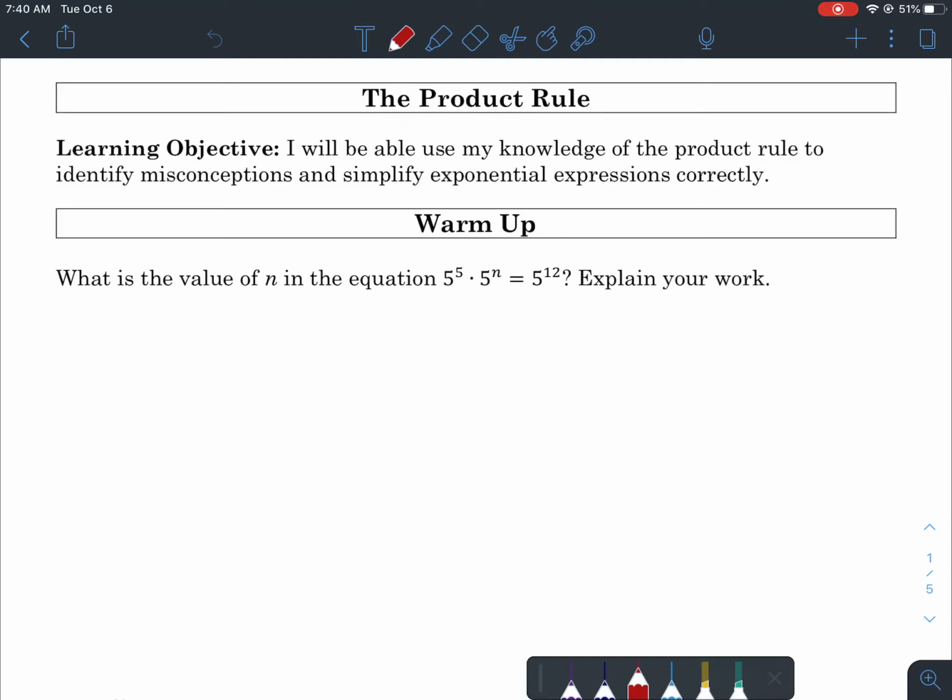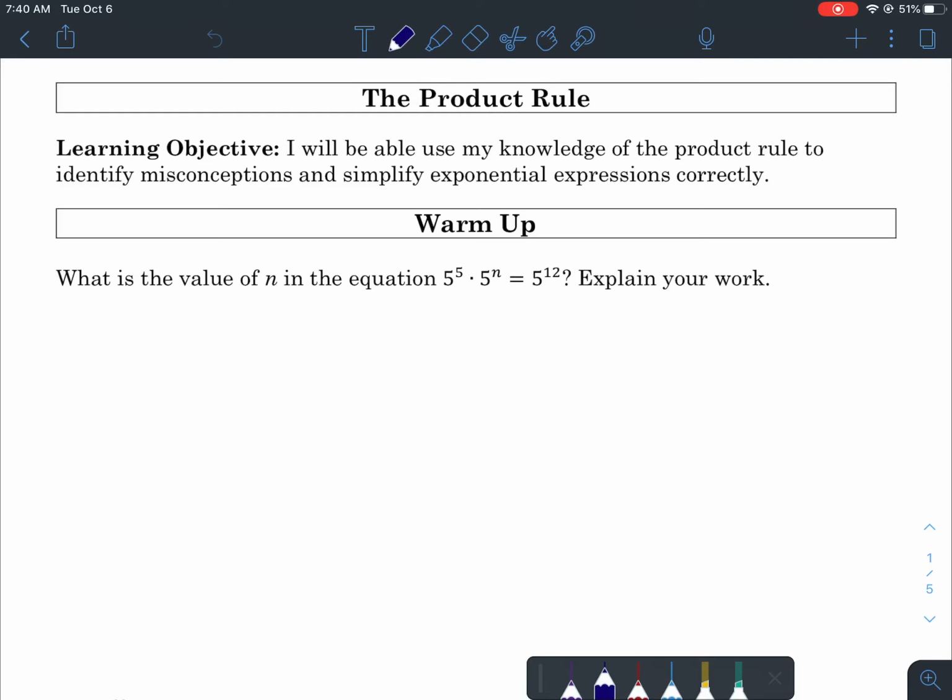Here's your warm-up. Take it, pause, and when you're ready, unpause and we'll go over the question. Make sure you're taking this in your notebook because you will be submitting your notes as well as your classwork today. So what is the value of n in the equation 5 to the 5th times 5 to the n equals 5 to the 12th?